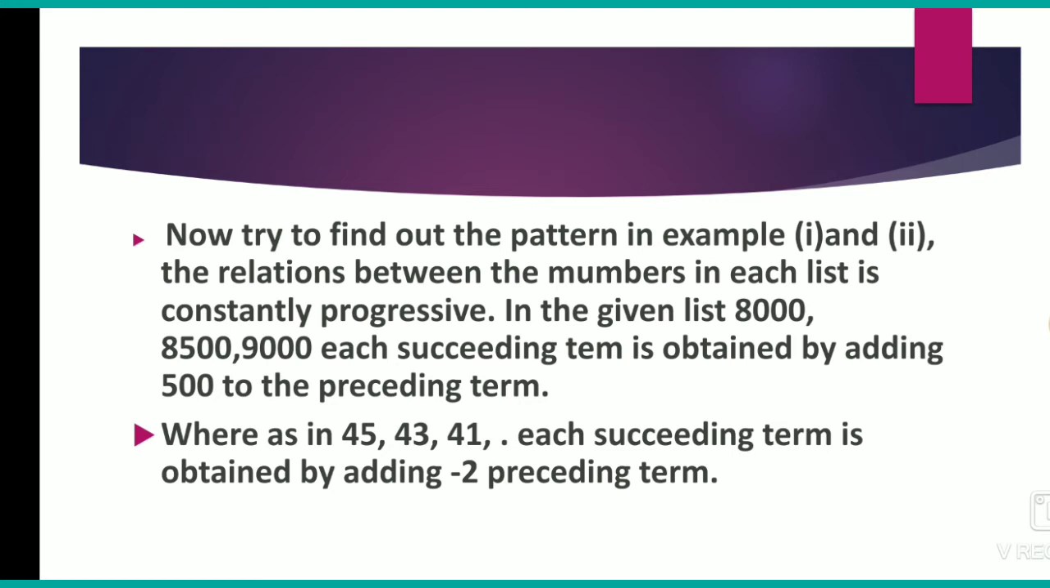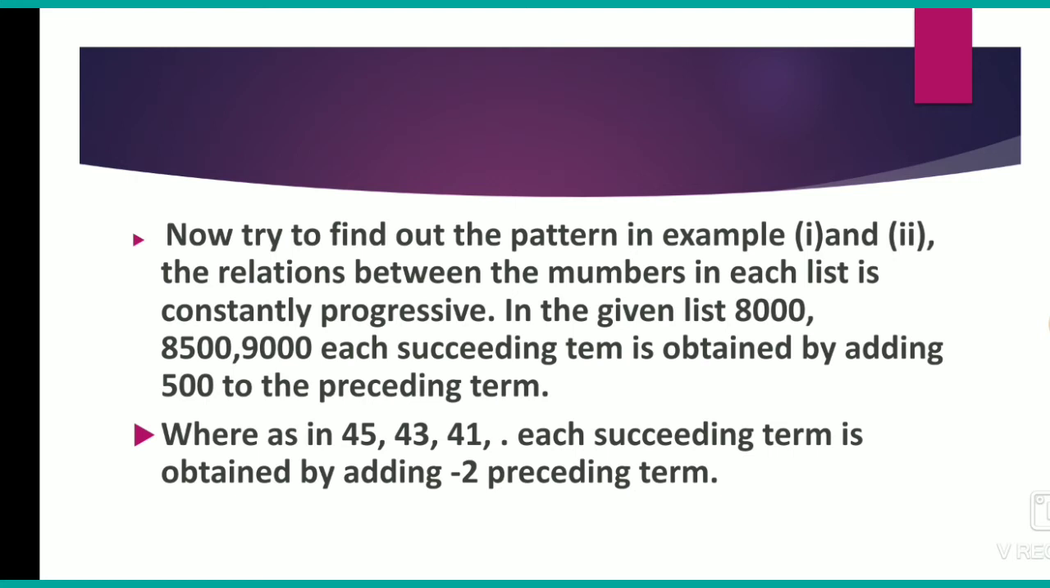Here, seeing 8,000 and 8,500, we can say 8,500 is succeeding 8,000. Then with respect to 8,500, 8,000 is the preceding one. So to get 8,500, we have to add 500 to the preceding number 8,000. And similarly, to get 9,000, we have to add the constant 500 to the previous number 8,500.